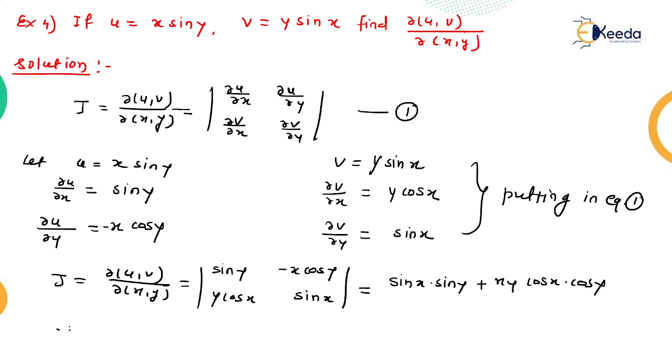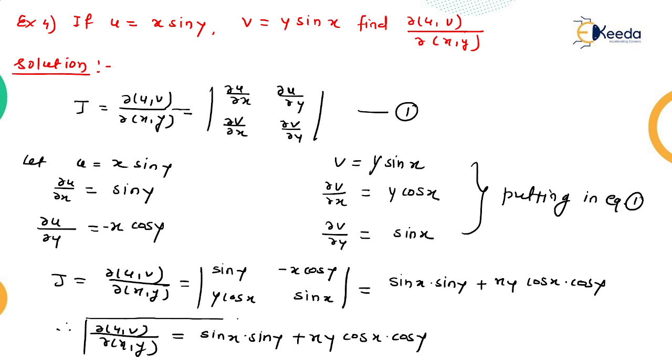So therefore del(u,v) upon del(x,y) is sin x sin y plus xy cos x cos y. So this is your Jacobian. I hope you have understood this, right? So that is how to find the Jacobian.